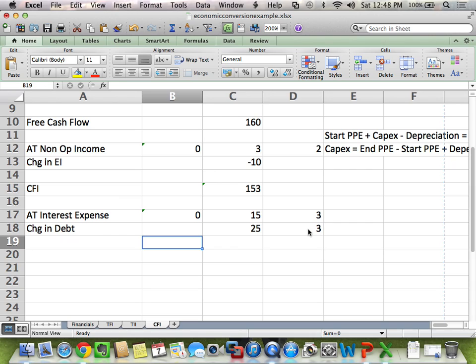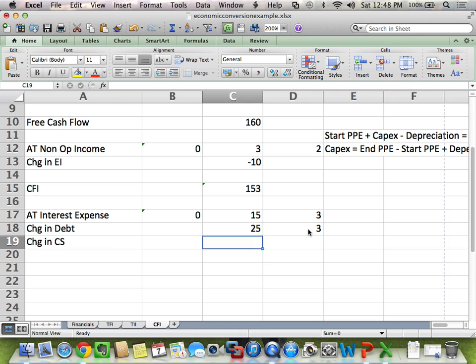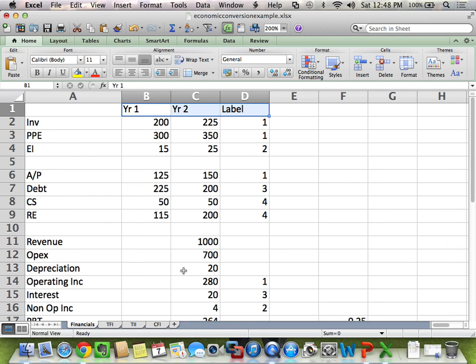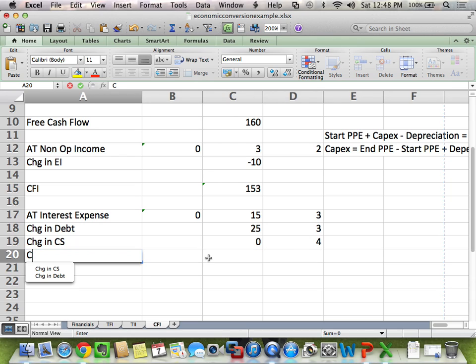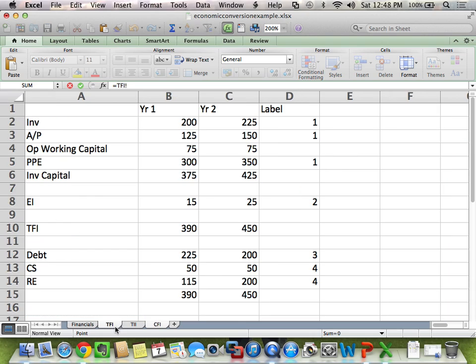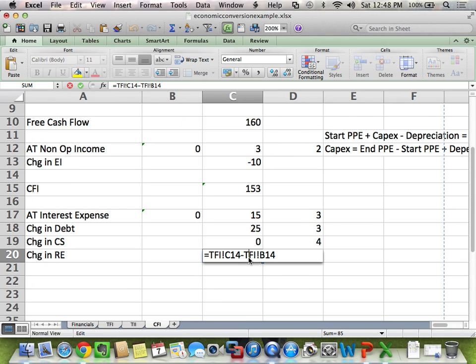My equity cash flows. Change in common stock. What happened here? Common stock at par value, there was no change. Change in retained earnings. Retained earnings went from 15 to 200. They went up by 85, positive or negative number?